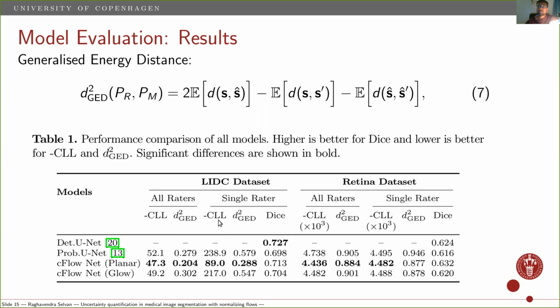And then we are able to perform quite well in this regard. Another very interesting thing is that when we train our model using not all 4 raters on the LIDC dataset, but just a single rater, we are still able to outperform the probabilistic U-Net in terms of the generalized energy distance. So meaning we can learn diverse segmentations just when trained using a single rater. And this holds even for the retinal dataset.